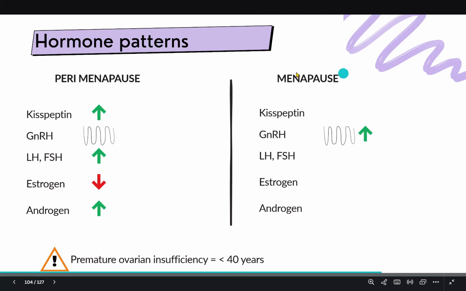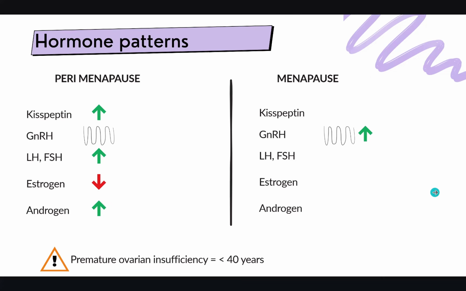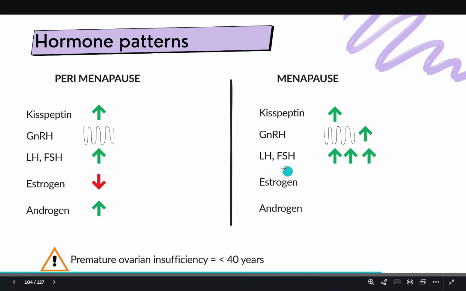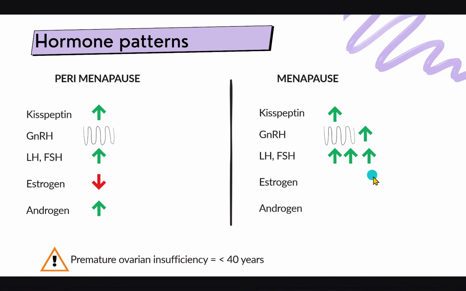Compare that to menopause. In menopause, the kisspeptin levels are still normally high, and the GnRH levels are pulsating. However, they become high, and the LH and FSH become really, really high. Why? Because in menopause, the ovary is depleted or wiped clean of any follicles. Okay, so there is nothing going on, and there's no release of estrogen. So the estrogen levels decrease really, really low. And when there are low estrogen levels, there is no feedback inhibition for both the hypothalamus and the pituitary. And that is why there are increased levels of both GnRH and LH and FSH.